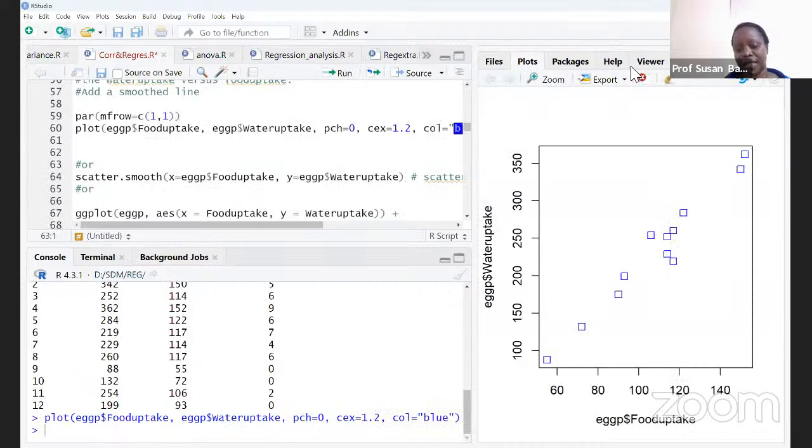If you run line 60, what do we observe? Let me see in the chat. What have you observed in the output, in the plot window? What can we say about this plot? Somebody says scatter, another one linear. A linear relationship. We can see a scatter. You are right. Positive correlation, great. Positive linear, excellent. Yes, we are seeing a positive linear relationship between water uptake and food uptake.